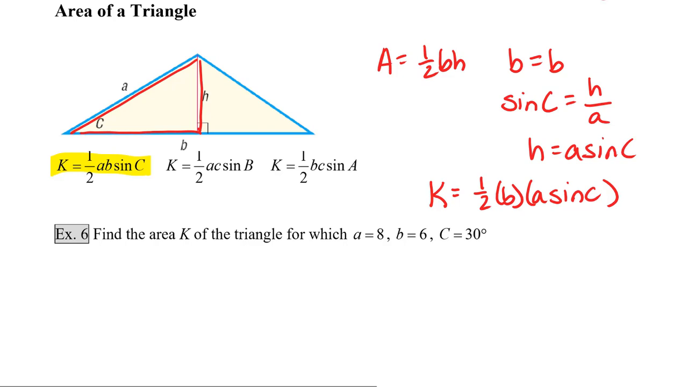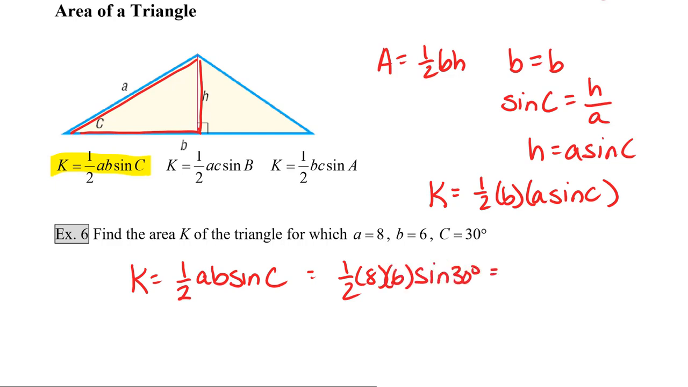Example 6. Find the area K of the triangle for which a equals 8, b equals 6, and C equals 30. So the area K is going to be 1/2 ab times the sine of C, or 1/2 times 8 times 6 times the sine of 30, and 1/2 times 8 times 6 is 24, and the sine of 30 is 1/2. 24 times 1/2 is 12. Since it's area, I'm going to label it units squared.